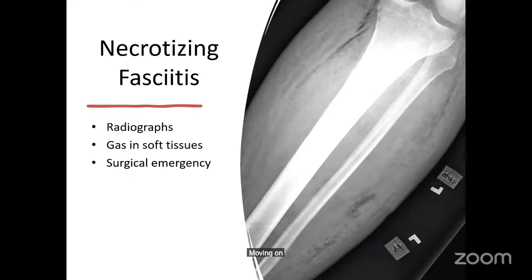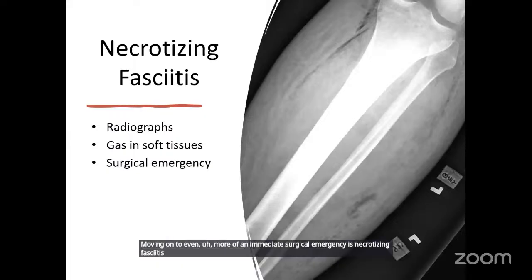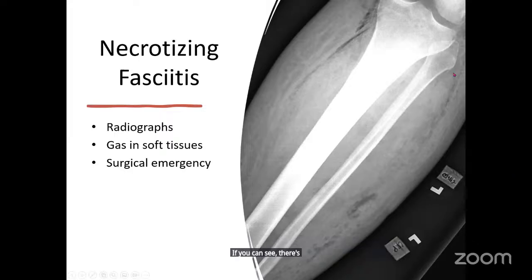Moving on to even more of an immediate surgical emergency is necrotizing fasciitis. Very important to recognize on X-ray. If you can see, there's gas tracking along the soft tissues. An important hallmark of this is tracking.